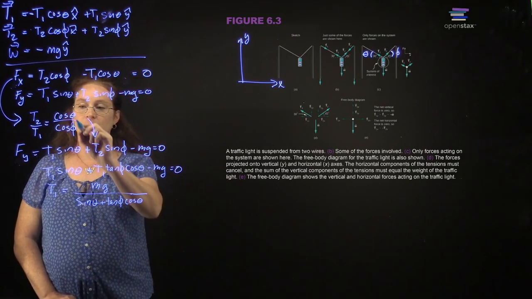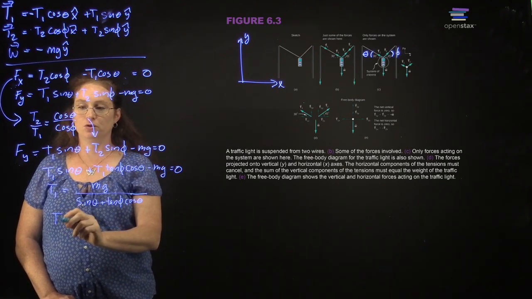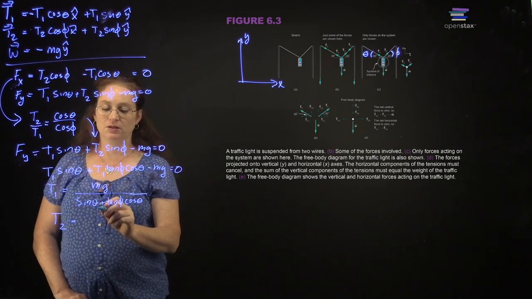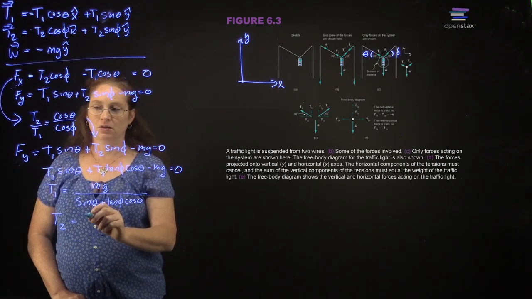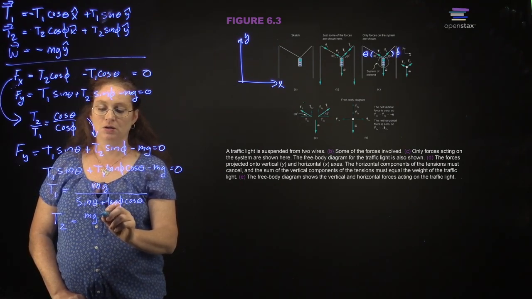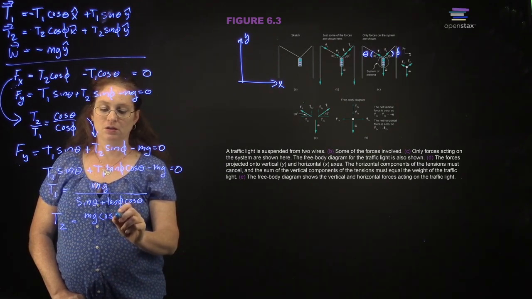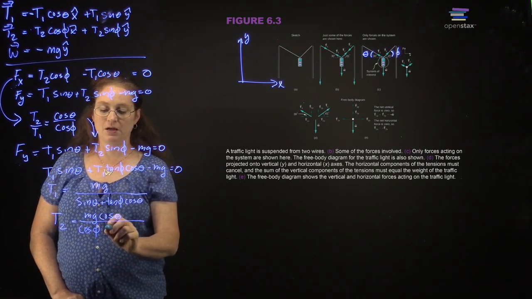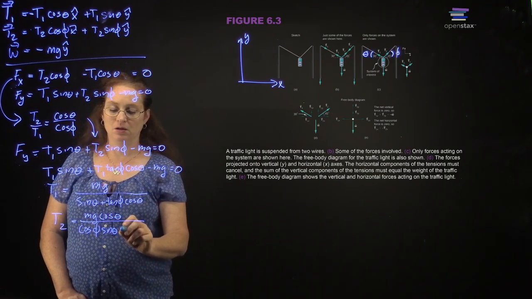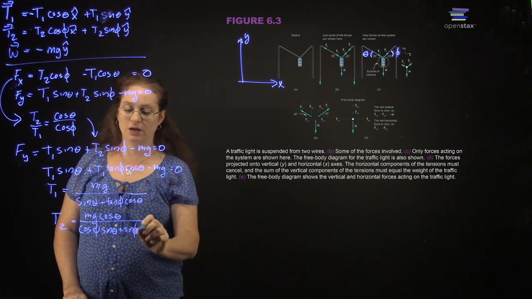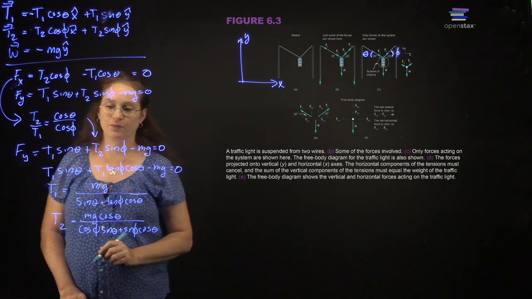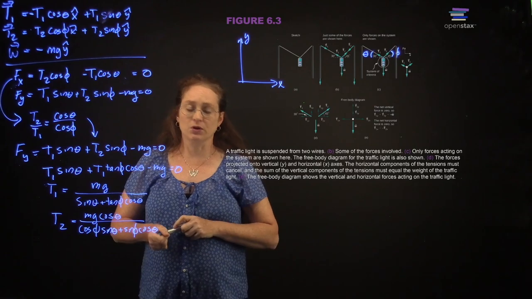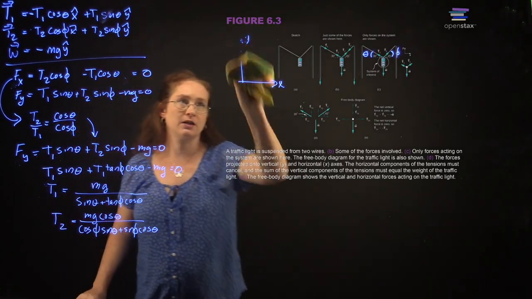And then I can use that to get T2, because T2 then equals, this can be a little bit messy, mg cosine theta cosine phi sine theta plus sine phi cosine theta. And then I would have to actually plug in the actual angles for theta and phi to get the final answer.